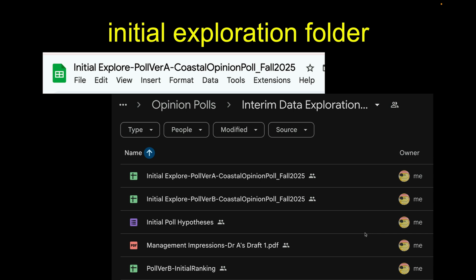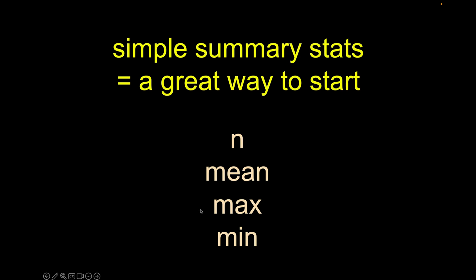folder, and that's this interim data exploration guy. So I have both a version A and a version B. One of those, as you look at these again, these are just in progress data, not fully QA/QC'd, but good enough to start.